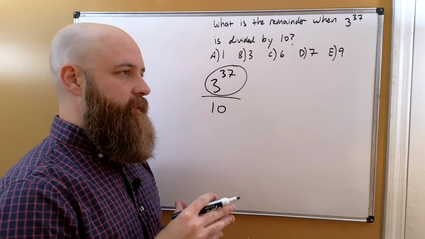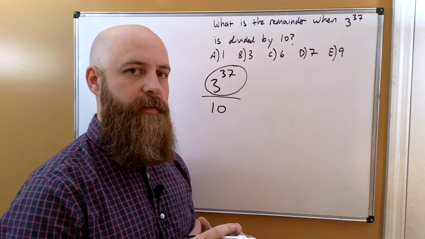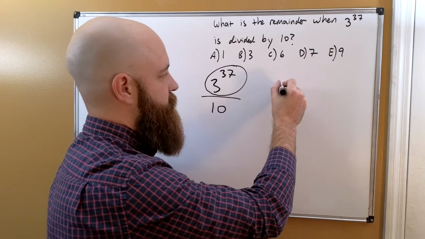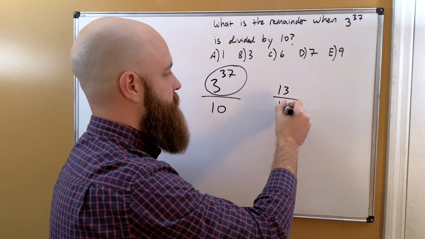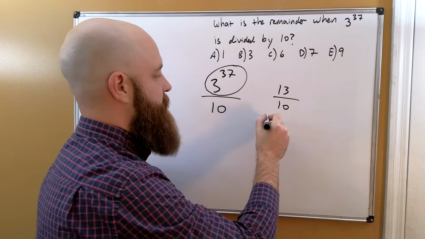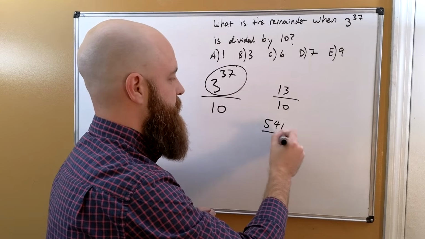So let me pick some examples of numbers to divide by 10 and see what the remainder is and see what I can learn from it. So maybe I'll pick 13 divided by 10, and a bigger number, I don't know, how about 541, divide that by 10.